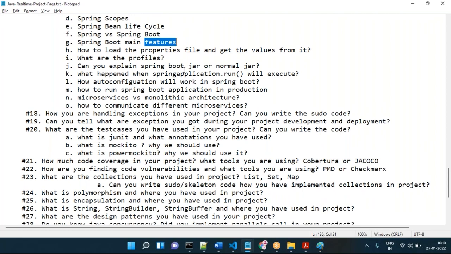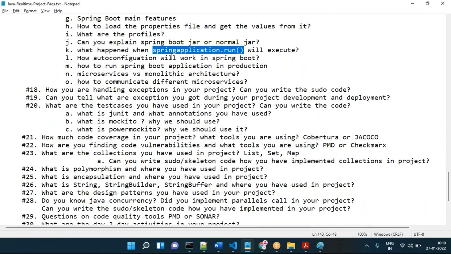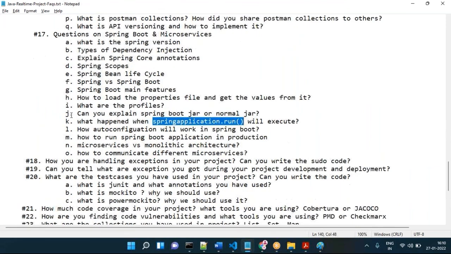Can you explain Spring Boot normal jar and Spring Boot fat jar, or Spring Boot executable jar? What happens when Spring Boot application runs? How does auto configuration work internally? How to run a Spring Boot application in production? They would be asking some questions on microservices and monolithic applications. So all these questions you have to answer, team.